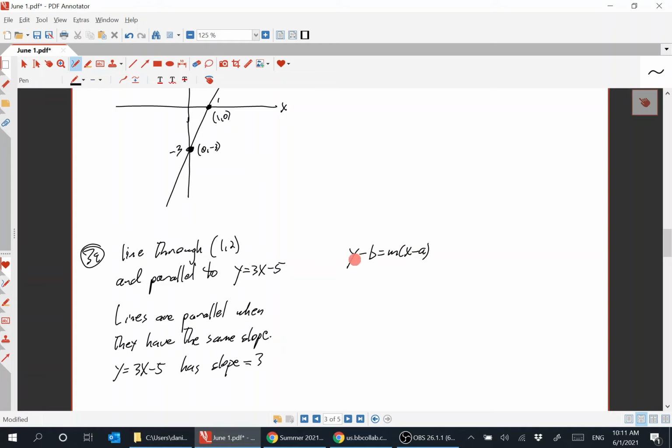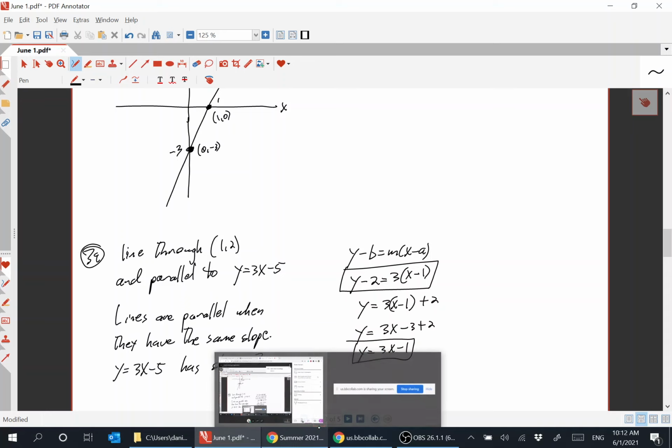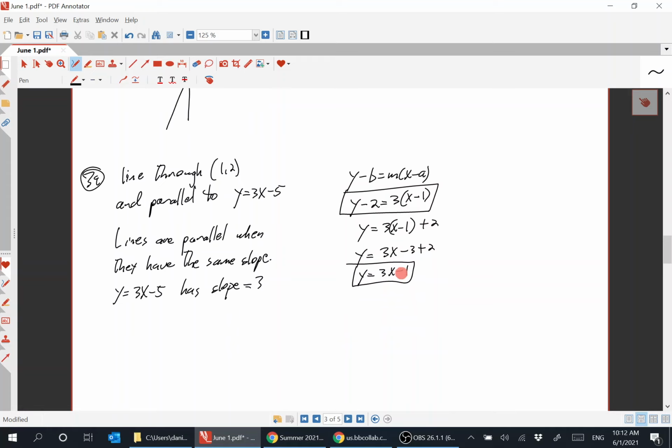using point slope is y minus b is equal to m times x minus a. So you have y minus 2 is equal to 3 times x minus 1. So this is the line with the same slope, 3, but passing through the point (1, 2). So that's an acceptable answer, or if you want to put it in slope-intercept form, then y equals 3x minus 1. That's the line we were looking for here.